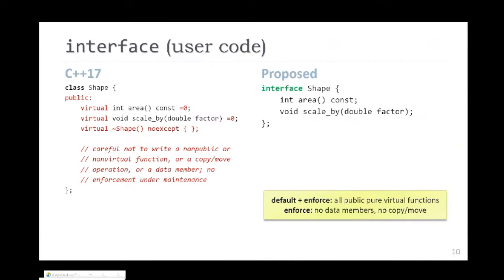And that can happen easily under maintenance, because maybe it's my future self 6 months from now, or the intern a year from now who's maintaining this and just throws in a member variable and it compiles and runs, but now it doesn't do what I intended and may violate assumptions elsewhere in the system. So under the proposal here, I could write just interface shape, and I can just write two functions. They're public by default. I didn't have to write public anywhere. They're pure virtual by default. I generate a virtual destructor by default, and I can enforce rules that there are no data members and no copying.